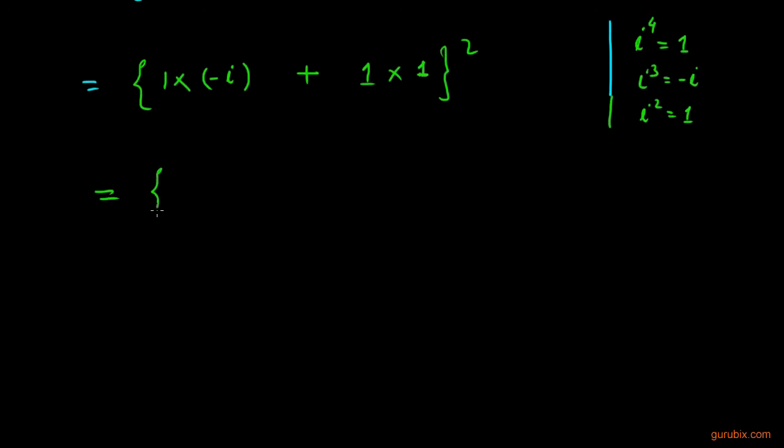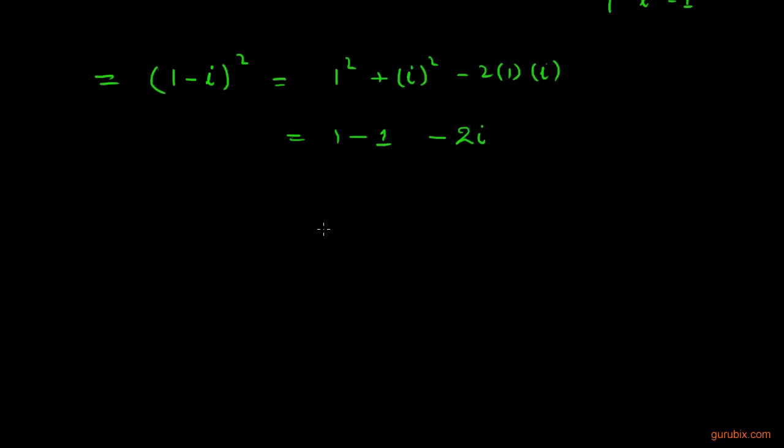Now this value becomes 1 minus iota square, and if we expand it, then it will be 1 square plus iota square minus 2 into 1 into iota. Then this value is 1, this value is -1, and this is -2 iota. Finally this value becomes -2 iota. So this is the solution of the part 1, and now we shall solve the second part of the example.